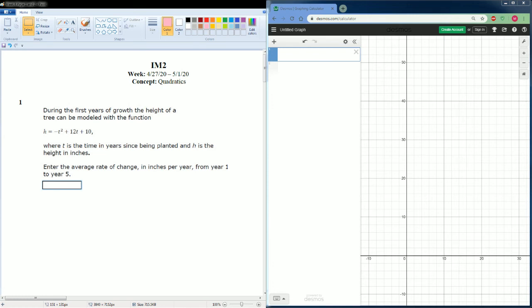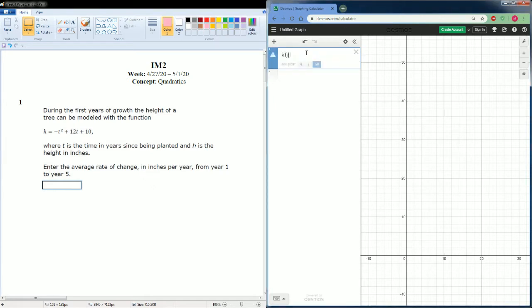We have IM2 here. These are the solutions for pages 1 and 2. You should see by the side I have Desmos here. To do these, you have to be able to graph on Desmos. Let's first of all put the function onto Desmos.